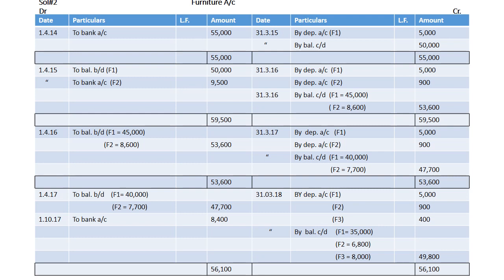Again for third year, the depreciation for first furniture will be 5,000 and the depreciation for second furniture will be 900 and the balance will remain at 47,700. The 47,700 will be carried forward to next year. Here the third furniture will be purchased, that is furniture account debit to bank account 8,400. Now depreciation for first furniture will be 5,000, for second furniture will be 900 and for third furniture, which is used only 6 months, will be 400. Here the balance will be 49,800.